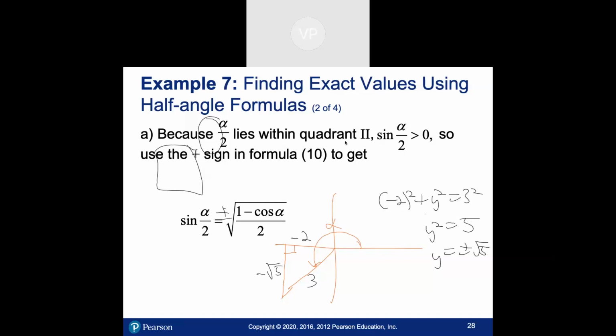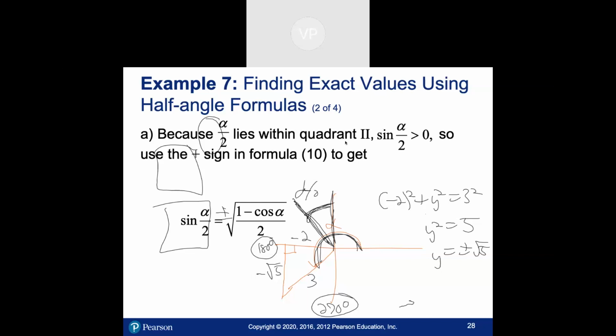Now, the step they didn't show before was, think about it this way. My alpha, this angle right here, is anywhere between 180 and 270 degrees. Okay? What we care about, though, is alpha over 2. So we need half of that. Well, the biggest alpha over 2 can be is half of this, 135. The lowest it could be is half of that, which is 90. My alpha over 2 has got to be somewhere in there.